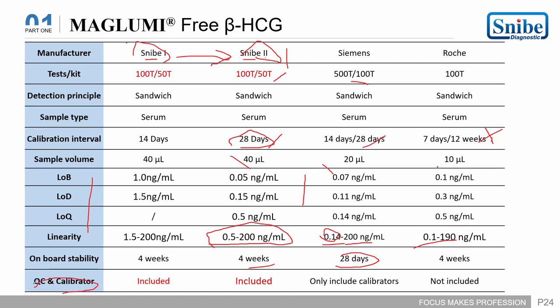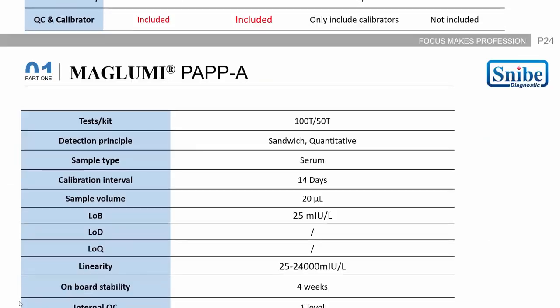Along with the SNIBE platform Maglumi analyzers, we have free of cost calibrators and controls, and these calibrators and controls come along with the reagent. If you are using any competitor's analyzers, you need to buy these calibrators and controls separately to perform testing, and then the expiry is also a big challenge. For us, there's a free calibrator and control included.